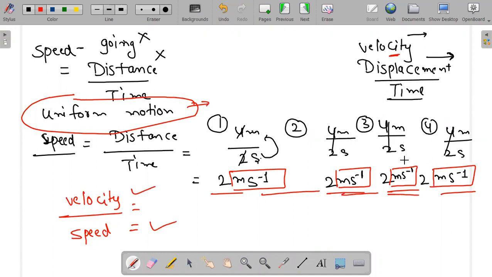In the next class we will learn about non-uniform motion and how you have to deal with non-uniform motion. Finishing my class for today.